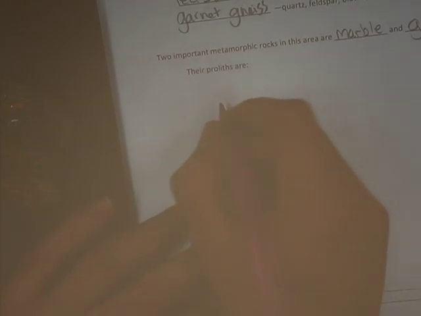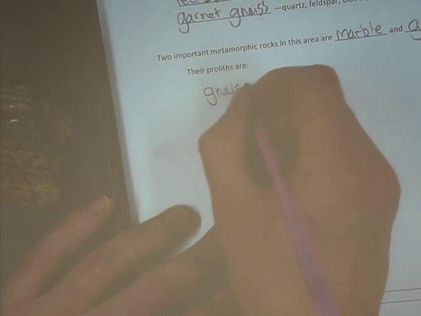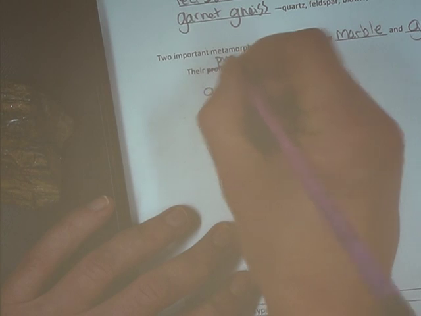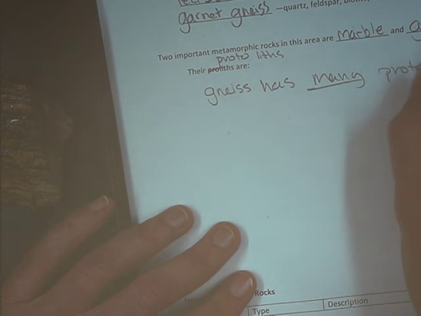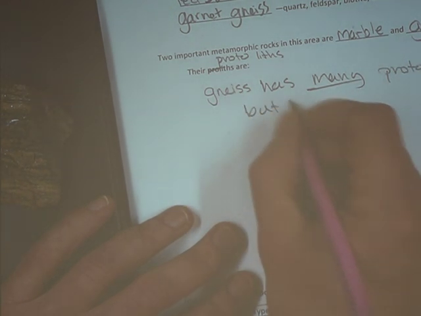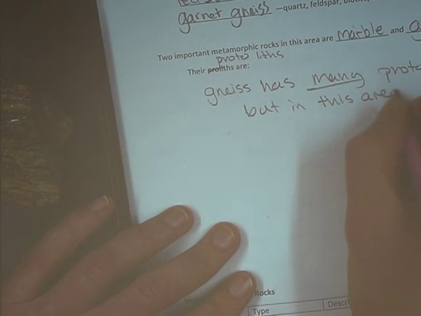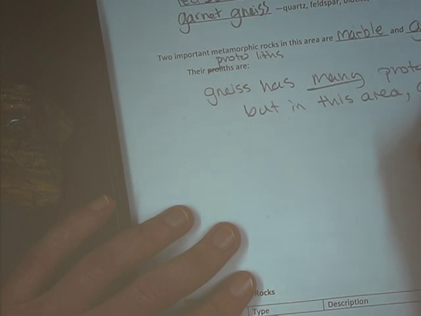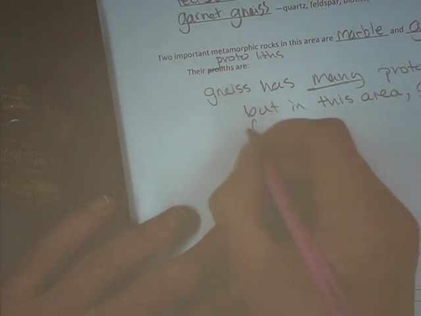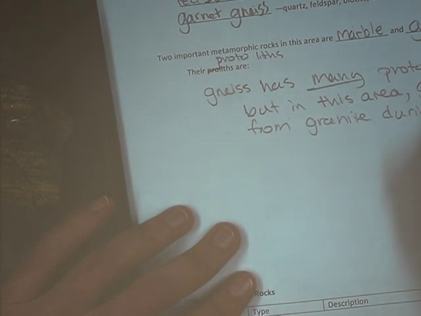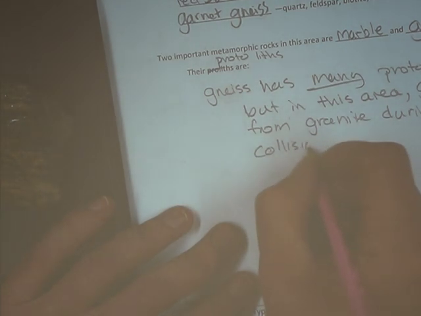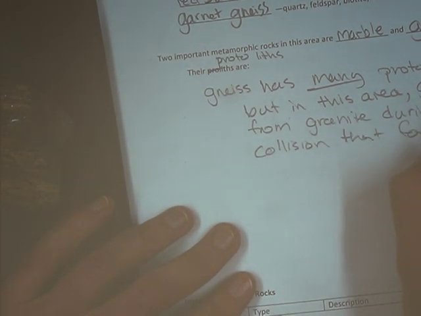So, they're protoliths now. Gneiss has many protoliths. But in this area, gneiss formed from granite during the continental collision that formed the supercontinent. Anyone know the name of a supercontinent?